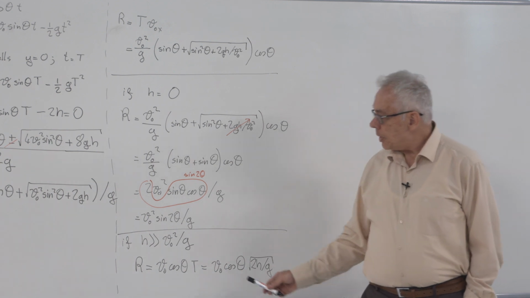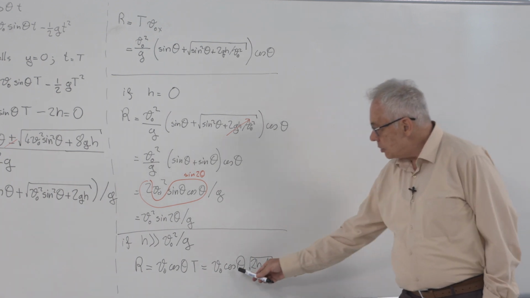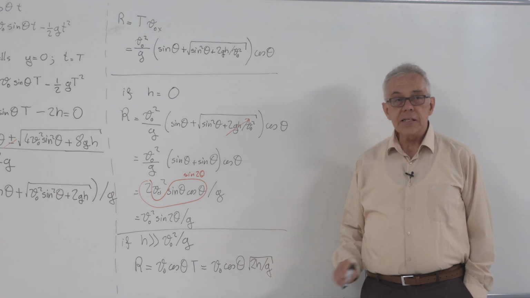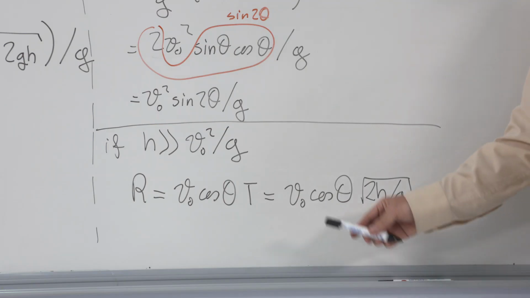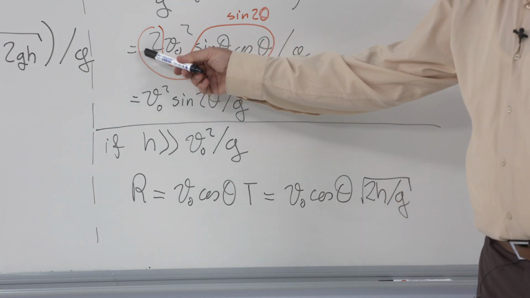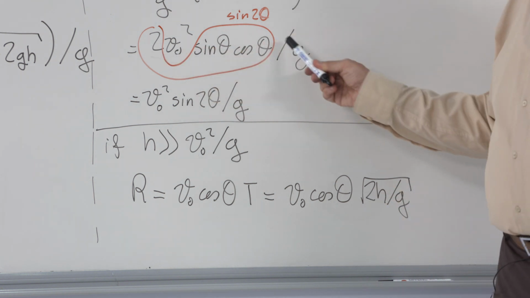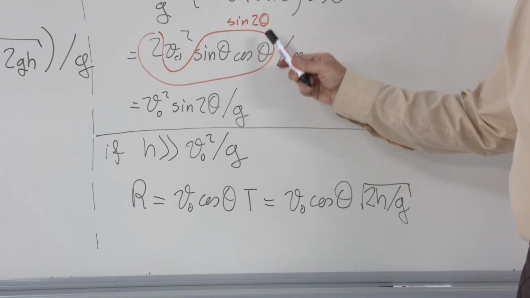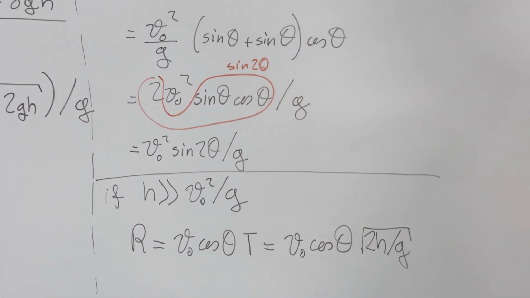If you compare the theta for maximum range, you can see that if the building is very high, he should throw it horizontally, and if it is on flat ground, he should be throwing it at 45 degrees because sine 2 theta should be 90.